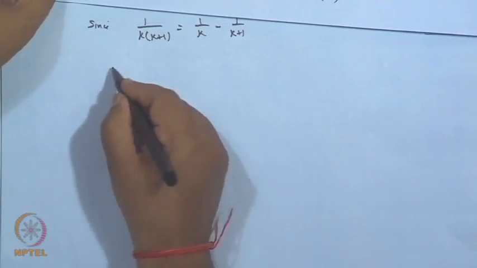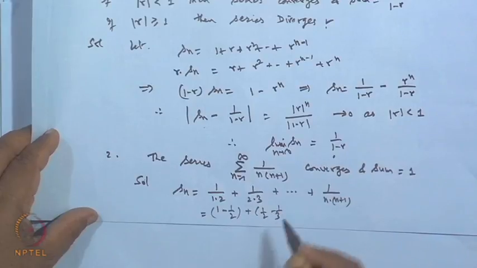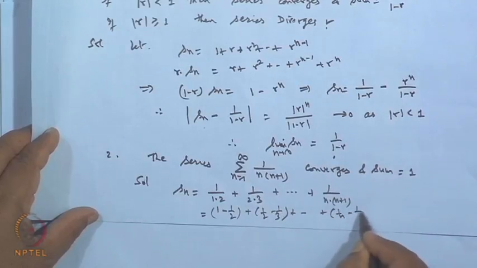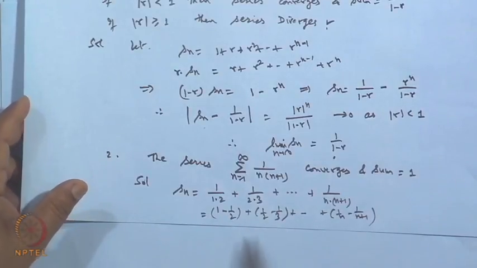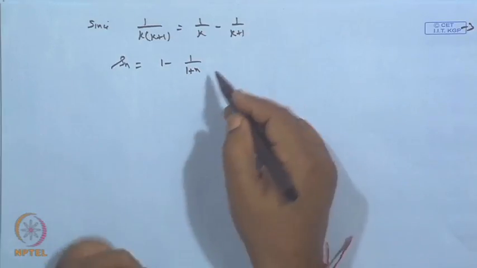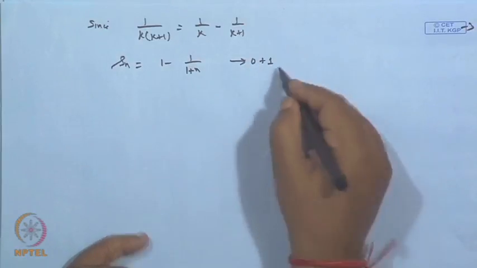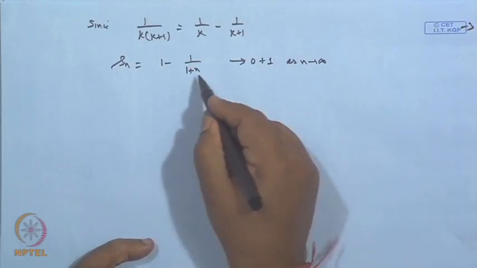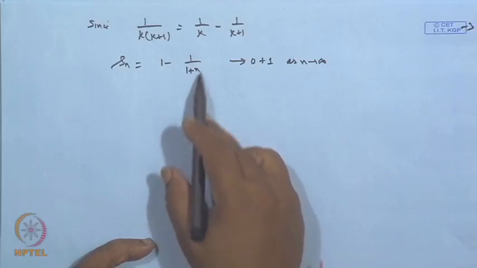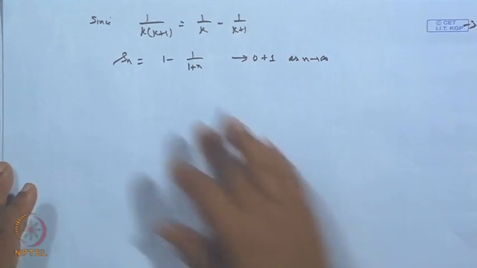Using this, each term we can put in this way, and then S n becomes 1 over 1 minus 1 by 2, then 1 by 2 minus 1 by 3, like this up to 1 by n minus 1 by n plus 1. So, the terms get cancelled and finally you get 1 minus 1 over n plus 1. So, S n becomes 1 minus 1 over n plus 1. Now, as n tends to infinity, this term will go to 0 and this is 1, so it goes to 1 as n tends to infinity. So, the limit exists and is equal to 1. This way we can identify that. So, these are a few examples.